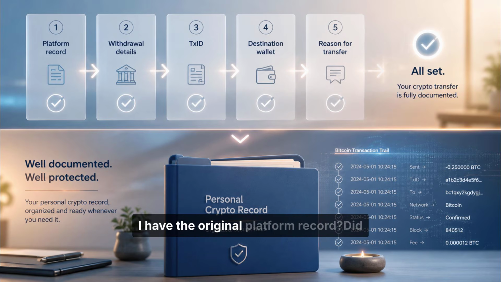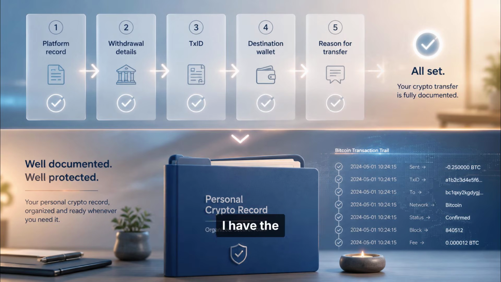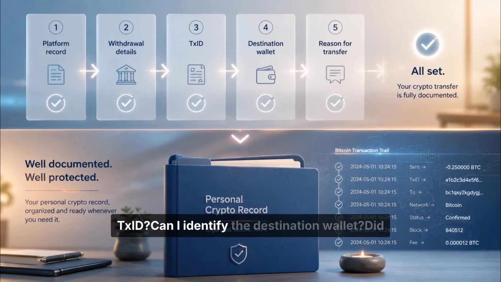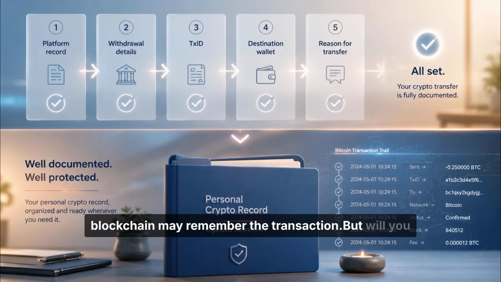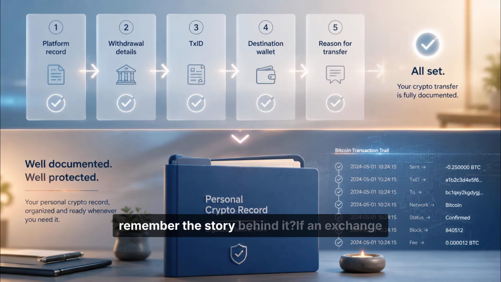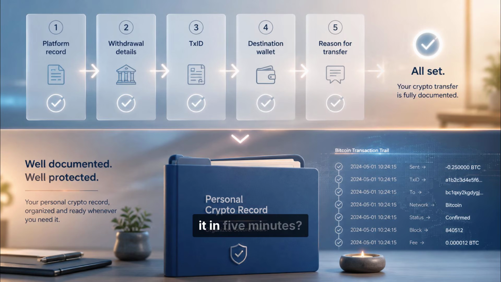Do I have the original platform record? Did I save the withdrawal details? Do I have the TxID? Can I identify the destination wallet? Did I write down why the transfer happened? The blockchain may remember the transaction, but will you remember the story behind it? If an exchange asked you tomorrow where your Bitcoin came from, could you prove it in 5 minutes?